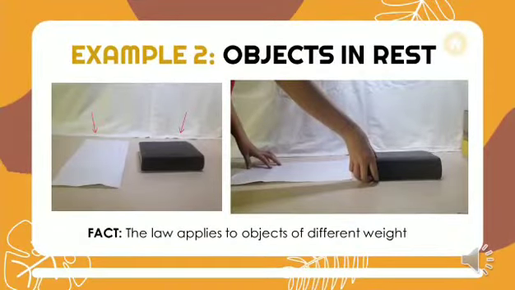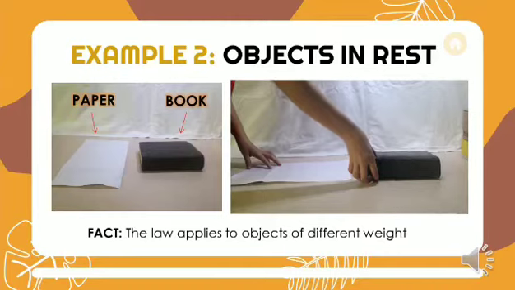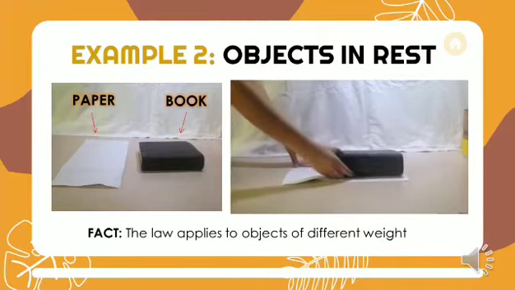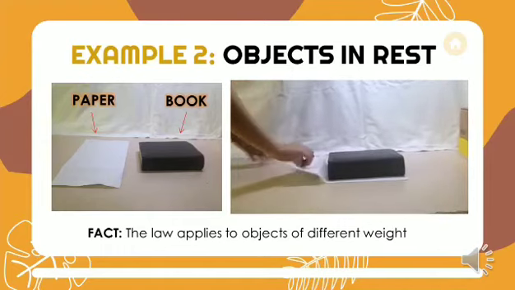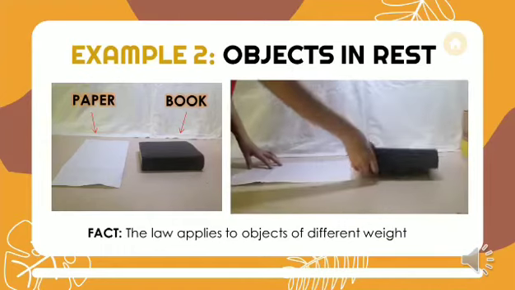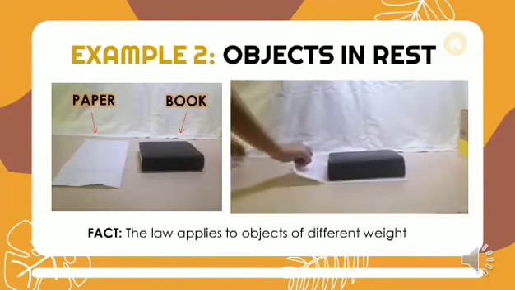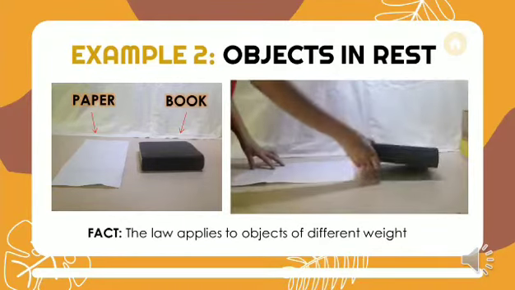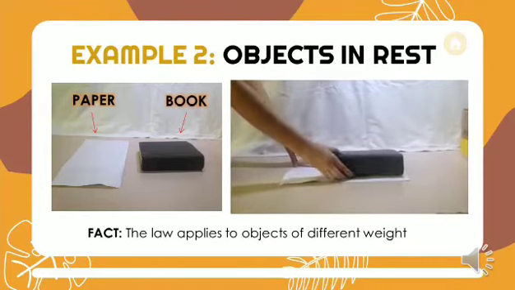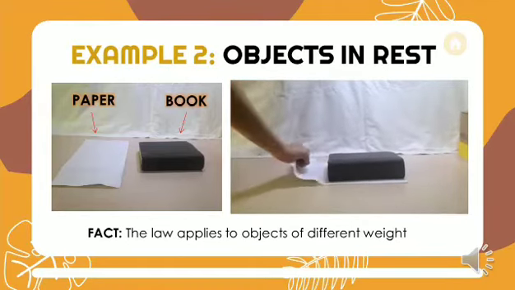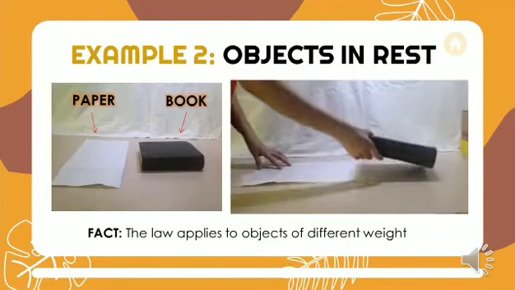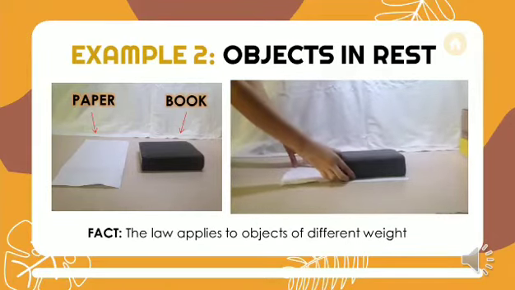Now this example number 2 is also about objects at rest. The only materials I use here are a paper and also a book. The first thing I do is just place the book above the paper. Then I just push the paper. So this is very easy to understand. As I already said, objects that are at rest will keep at rest. So in this case, the only thing that moved was the paper. The book stays in the place where it was because of inertia.